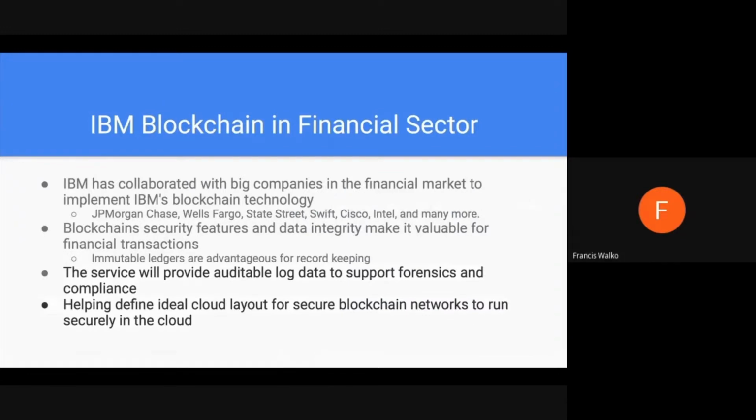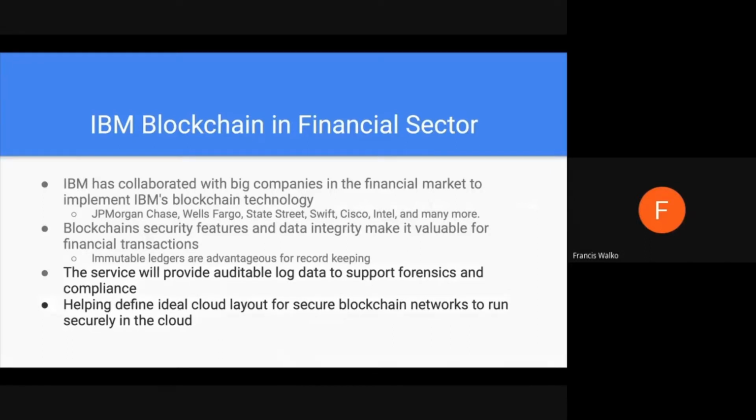IBM has been very active trying to implement their blockchain technology into the mainstream market. Some big companies have started logging transactions between banks and international businesses and allowing the two to share the same record-keeping system. Some of these companies include JP Morgan Chase, Wells Fargo, State Street, Swift, Cisco, Intel, and many more.